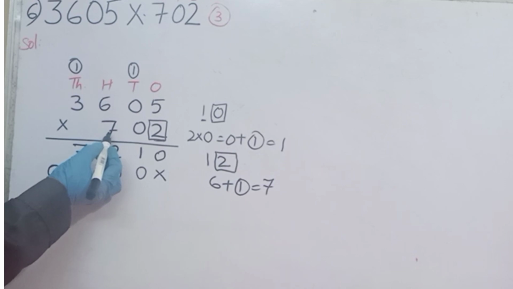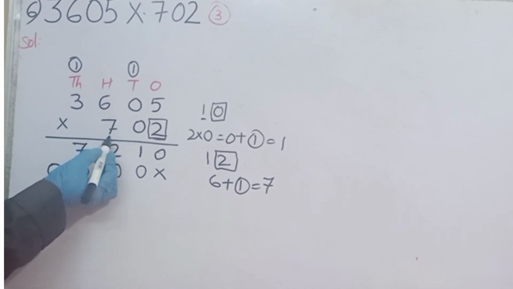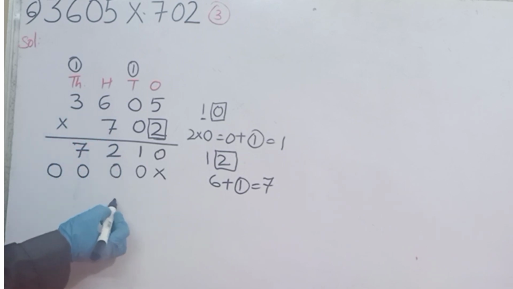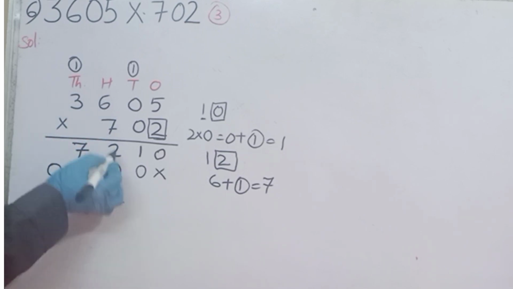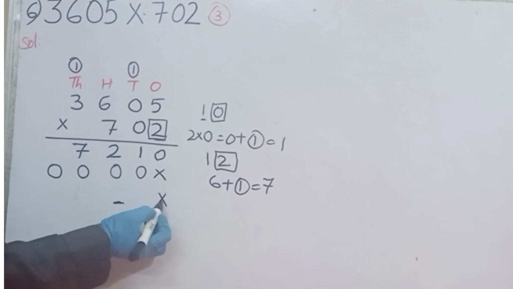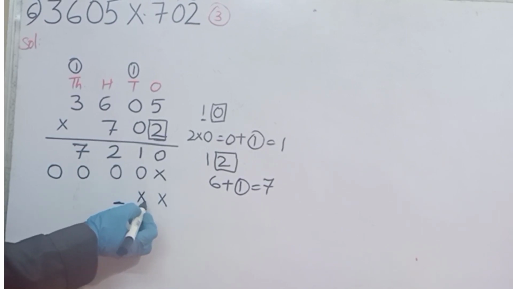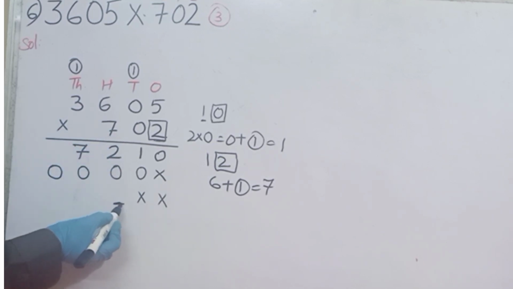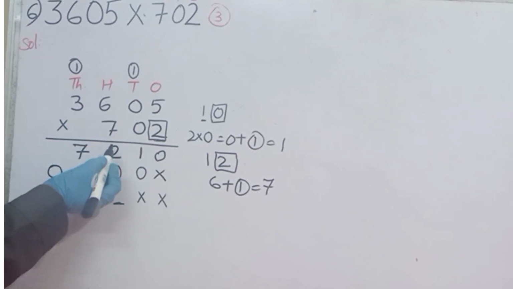So now what do I have to do? I have to multiply with 7. So where is 7? It is in hundreds place. So the answers which we get, we should write from which place? Hundreds place. So this ones place will strike out, and the tens place also will strike out. And now we will multiply with 7 and write the answers from hundreds place here.